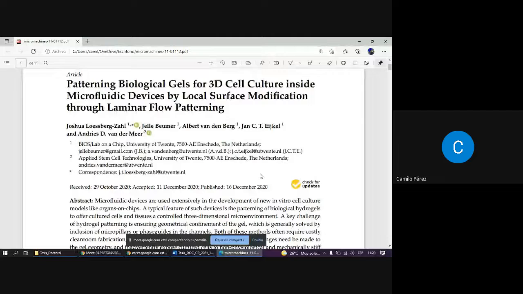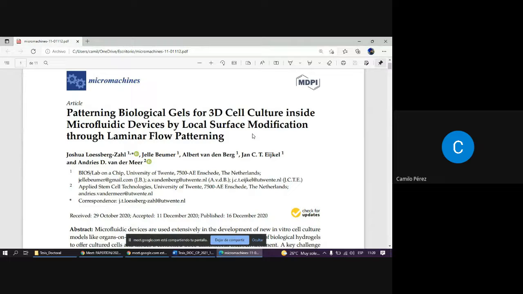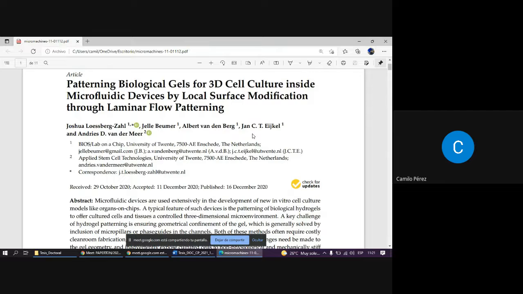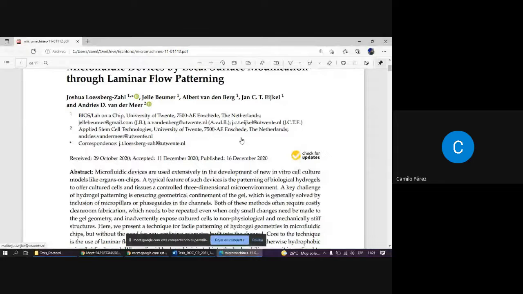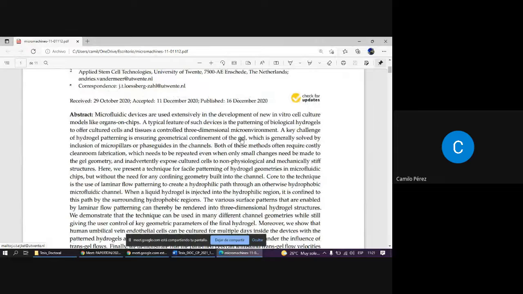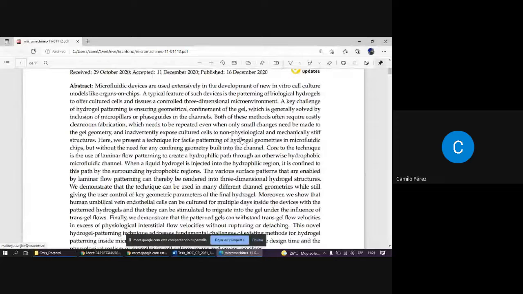Okay. In this case, I found a very simple paper, but for me it's a simple idea and a very useful idea for cell culture using gels and hydrogels, making a difference in measurements to improve the cell culture in hydrogel for different types of cells.